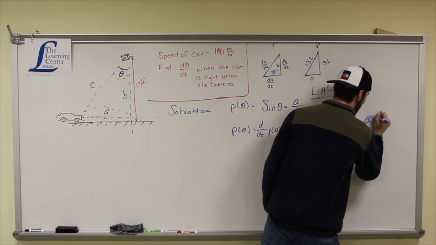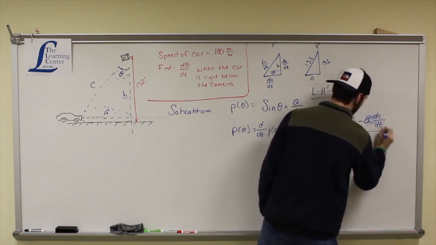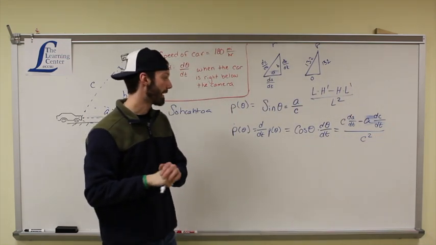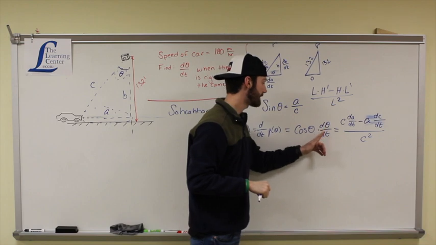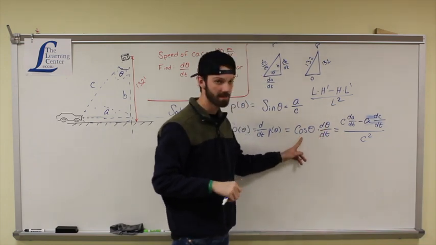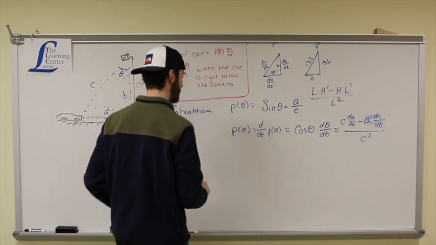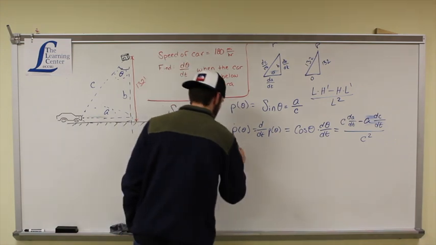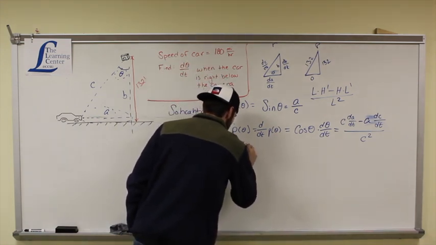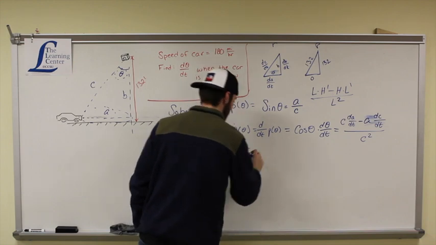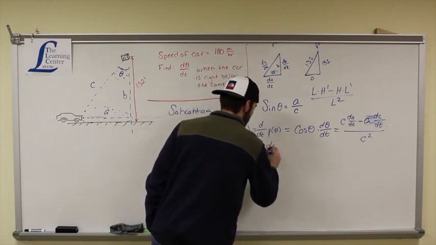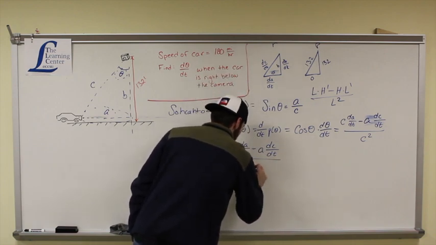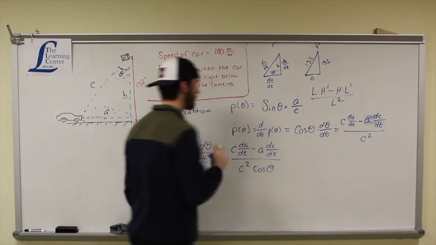Derivative of the low is going to be dC/dt all over the low, which is C squared. Now we're going to pop in things. We want to find dθ/dt. To solve for this, we're just going to divide both sides by cosine θ. So what we're going to get is dθ/dt is equal to (C dA/dt minus A dC/dt) divided by C squared cosine of θ.